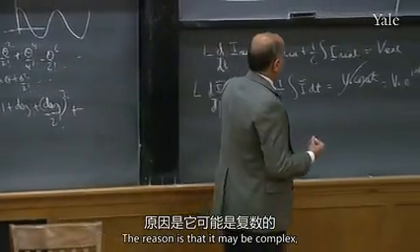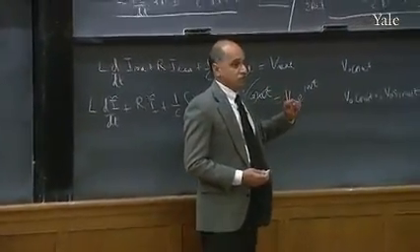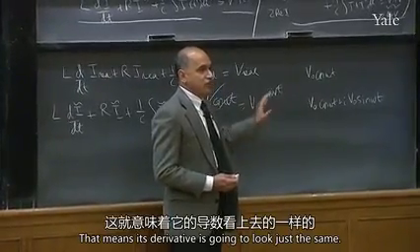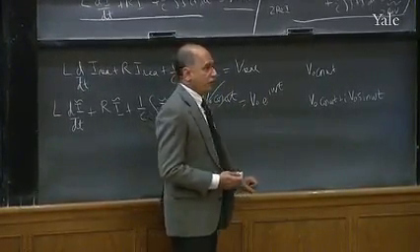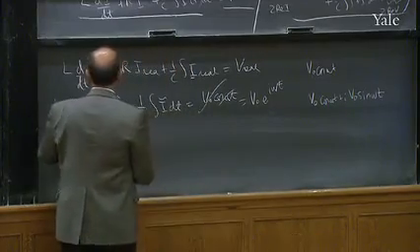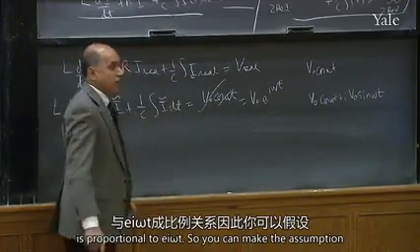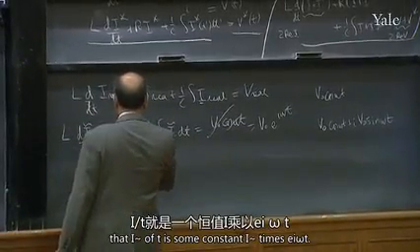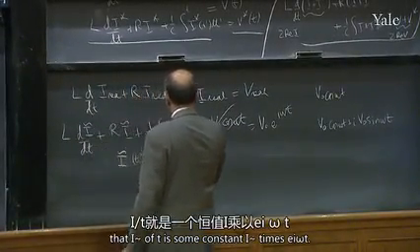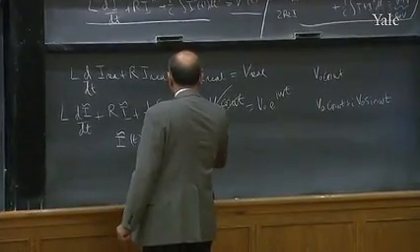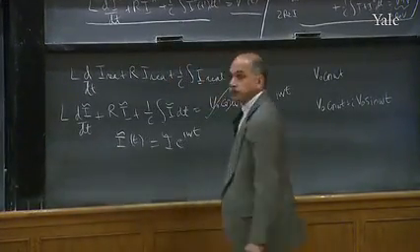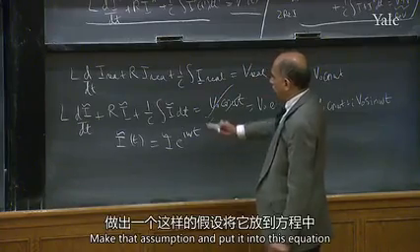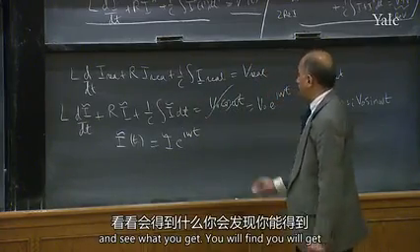The reason is that it may be complex, but it's still an exponential. That means its derivative is going to look just the same. That means I can make a guess that the current I twiddle is proportional to e to the i omega t. So you can make the assumption that I twiddle of t is some constant I twiddle times e to the i omega t. Make that assumption and put it into this equation and see what you get.